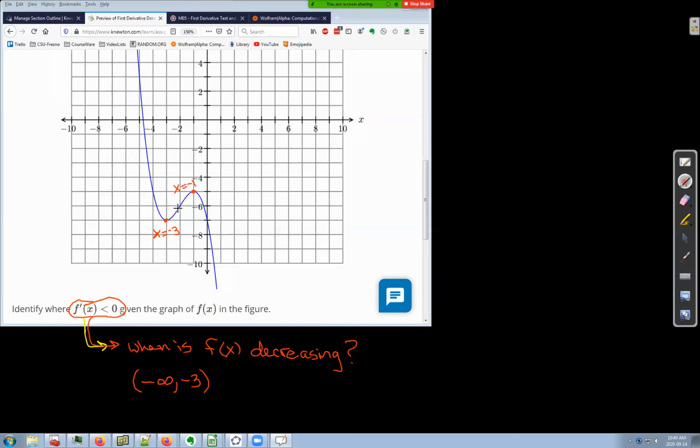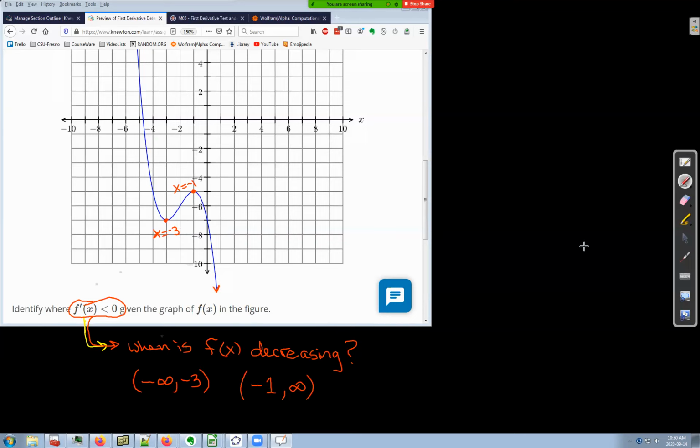And then the blue function is increasing in between -3 and -1. So I don't want that. But then once x gets bigger than -1, we're decreasing again. So -1 to infinity. I'm assuming that there are little arrows at the end of this function so that it continues going on in that direction forever. So that would be my answer to this question.